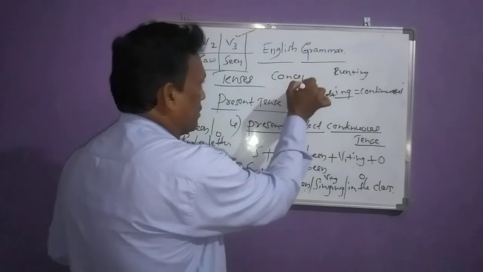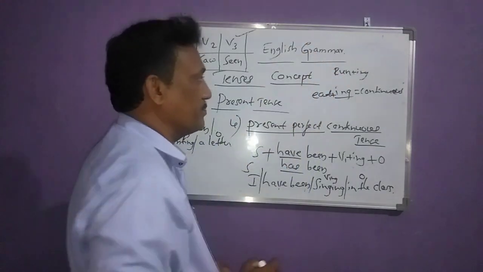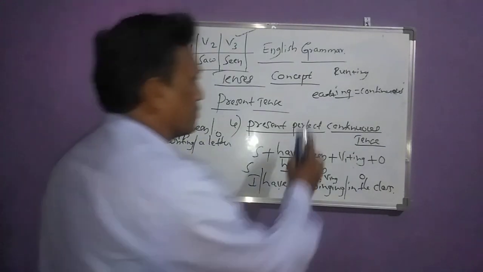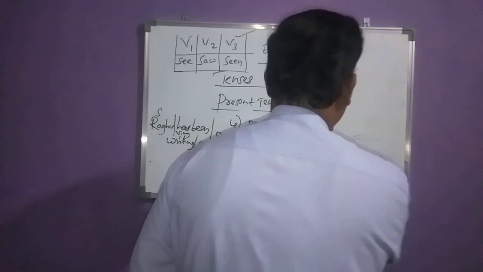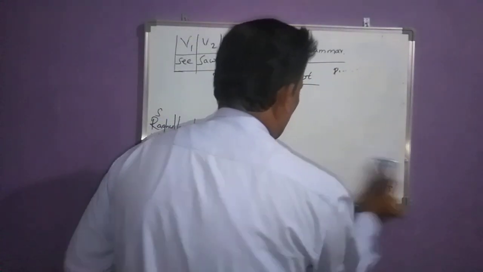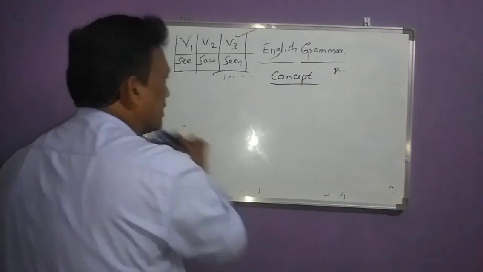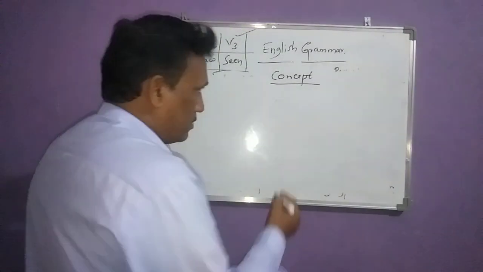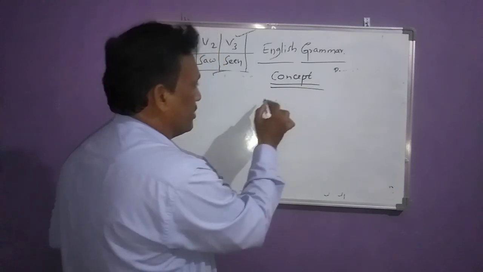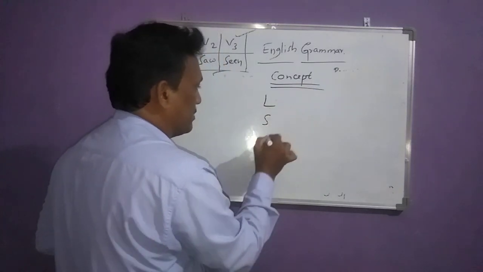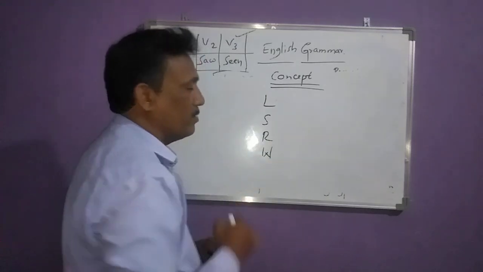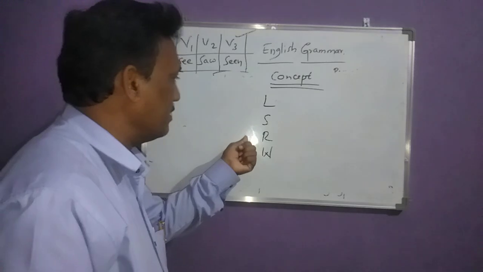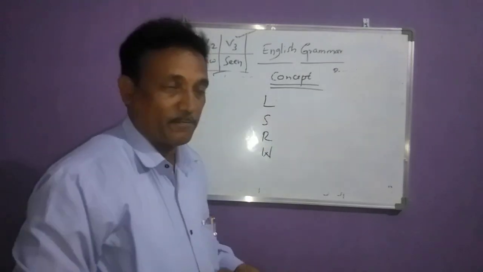You should build the concept of grammar. If you understand the concept of grammar, you will be able to speak and you will be able to understand. Concept will help you in education. You need to understand L, S, R, W. In English communication skills, very much importance will be given to these four aspects.